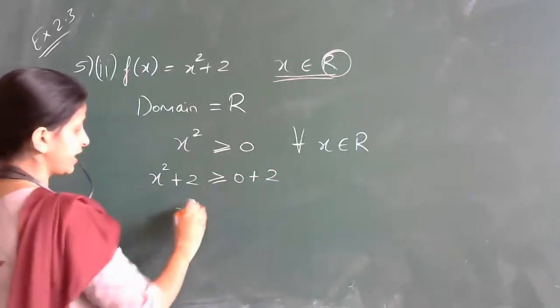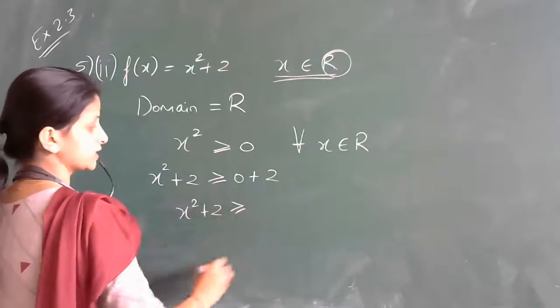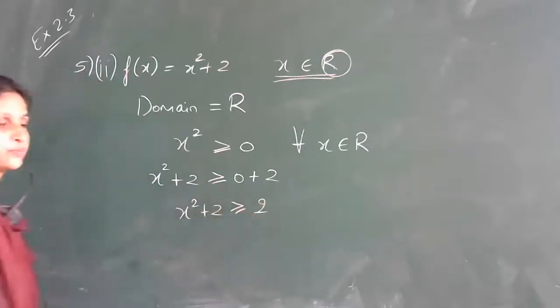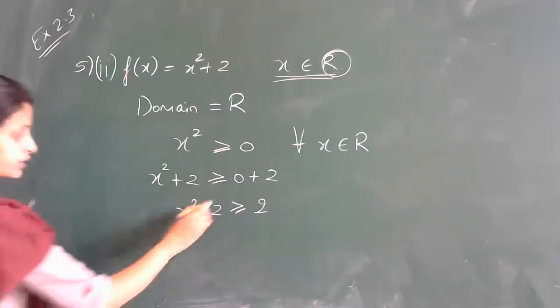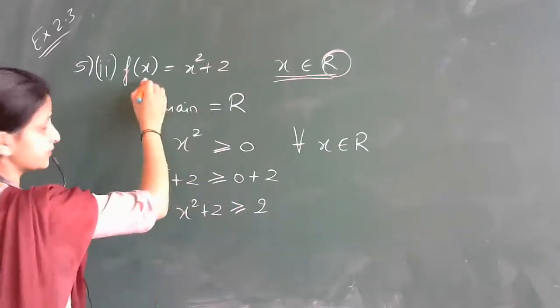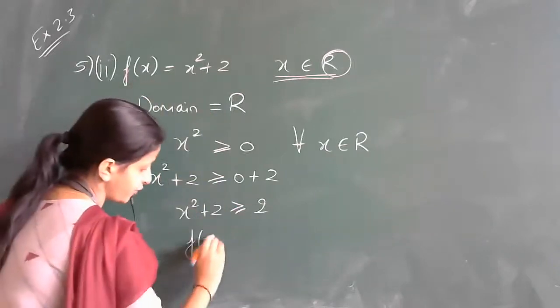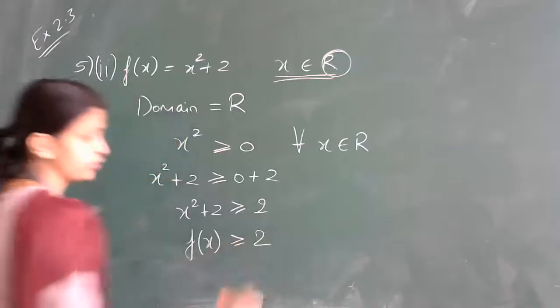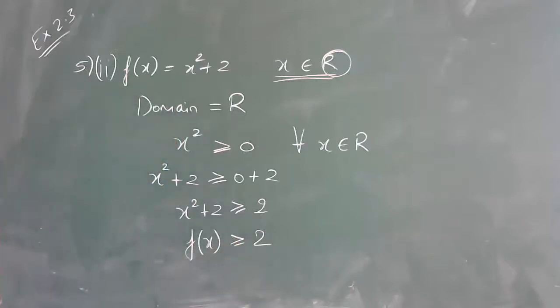So what did you get? x square plus 2 is greater than or equal to 2. What is this, students? x square plus 2. It is nothing but the function value, right? f of x is greater than or equal to 2. So what is the interval?